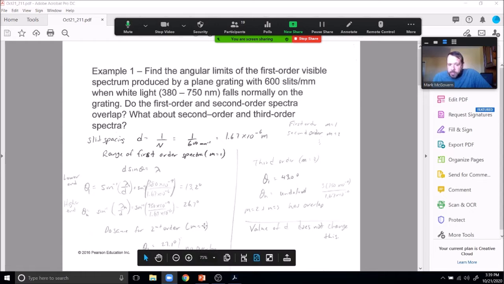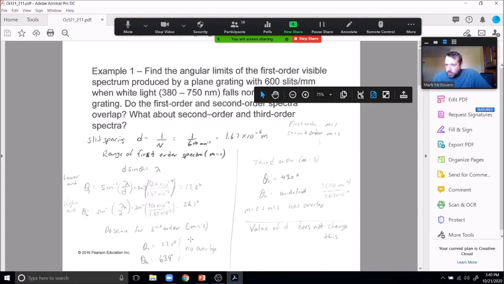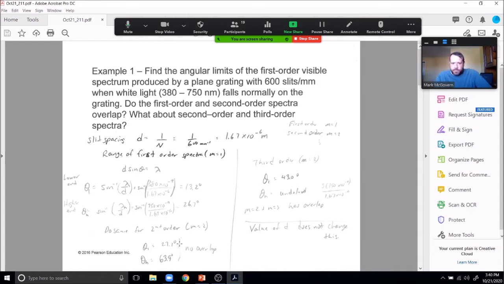Now for the second order, we plug in 2 for m, and we notice that we have another set of angles here, and there isn't an overlap. The second order starts at 27.1, which is just a tad above this. So right after that reddish color, you'd see another rainbow. All the way to 63.9, you could do third order.